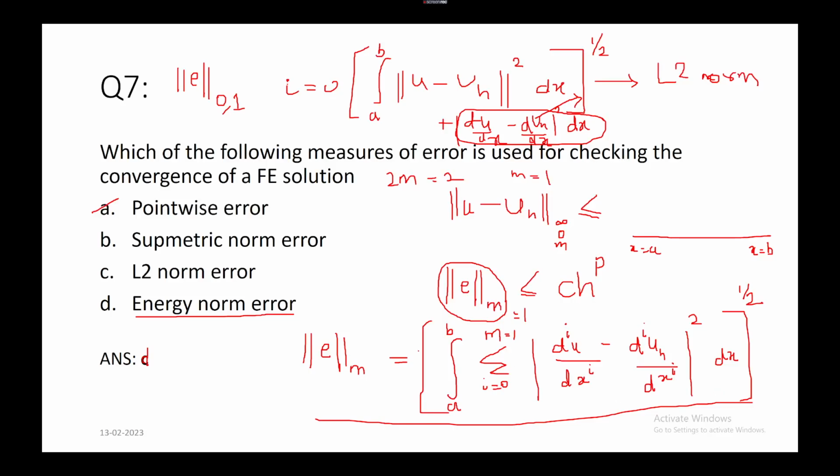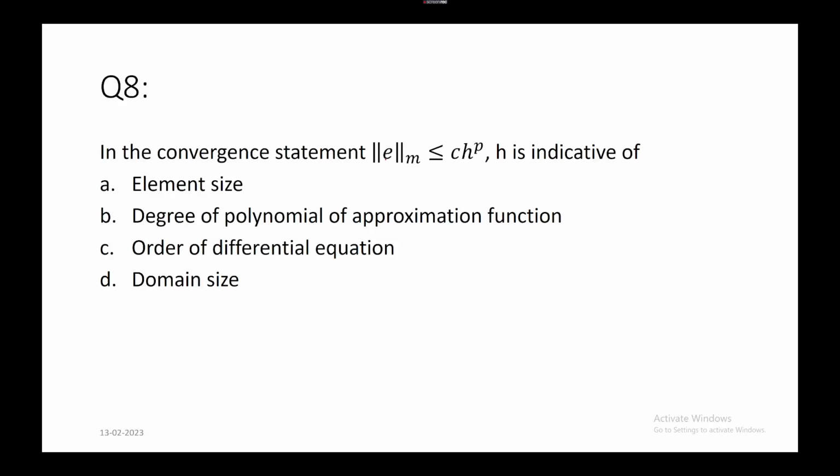Shall we proceed to the next question? Yes, sir. Okay. As I wrote in the last question, you have the convergence statement given here. This is C h to the power p. The question is, what does h indicate? There are four options. First option is the element size. Second option is the degree of polynomial of approximation function. C is the order of the differential equation, and D is the domain size.